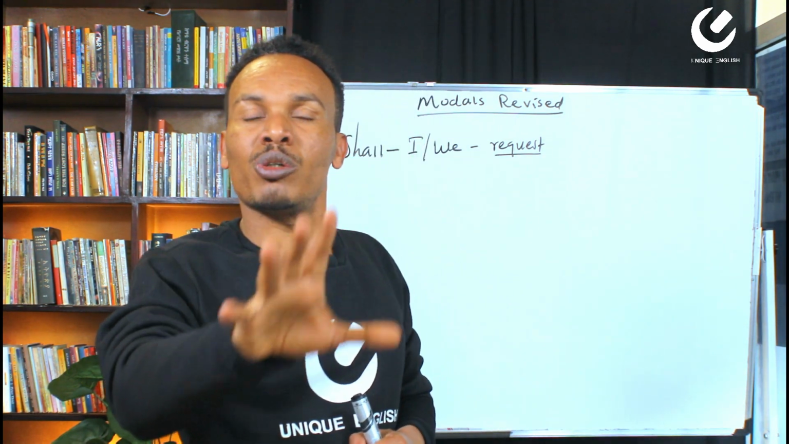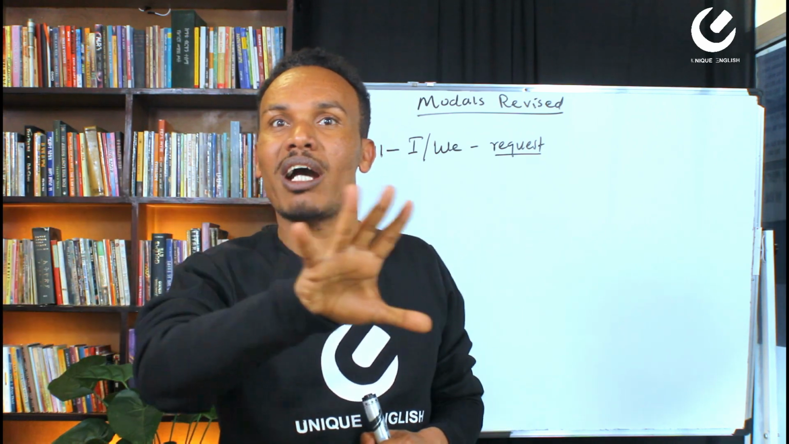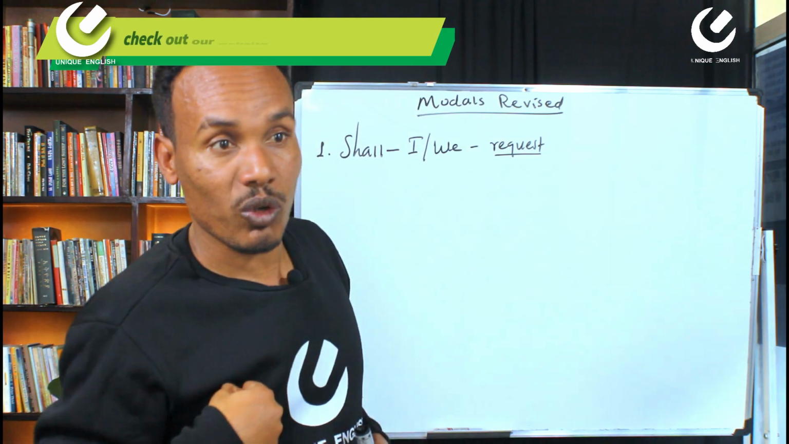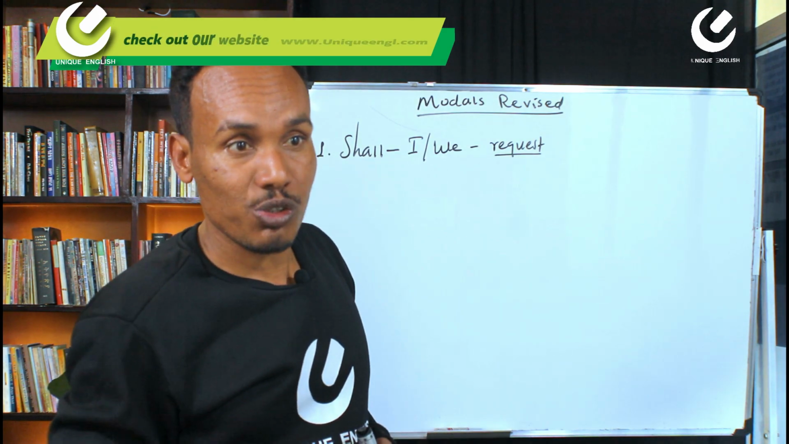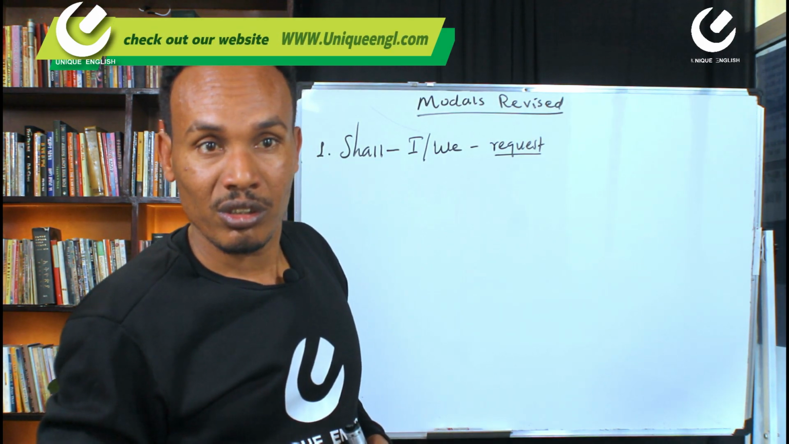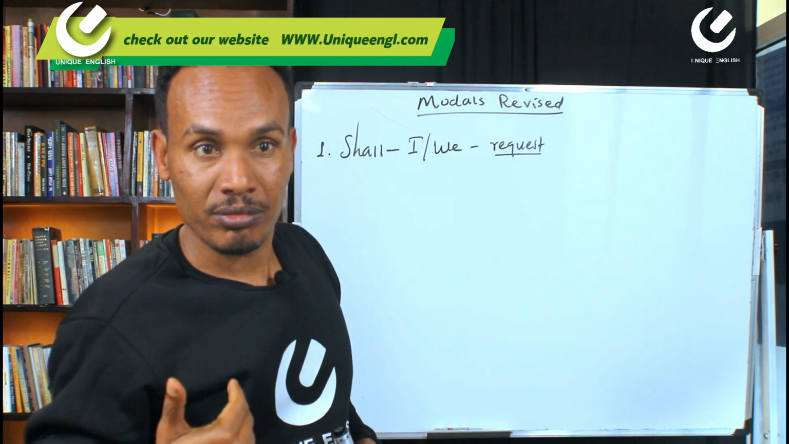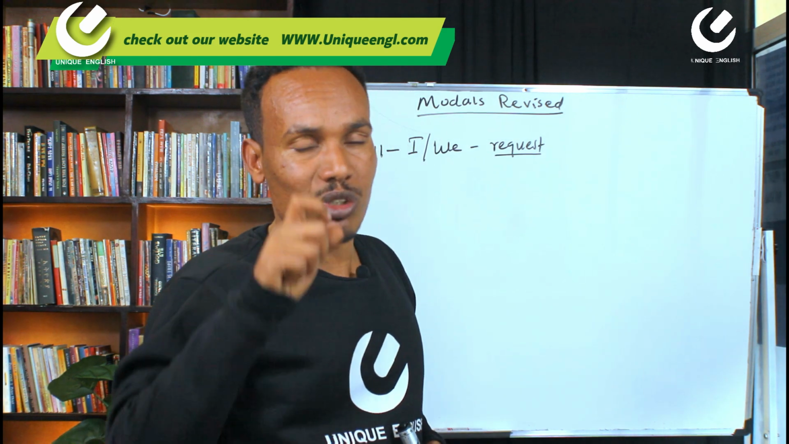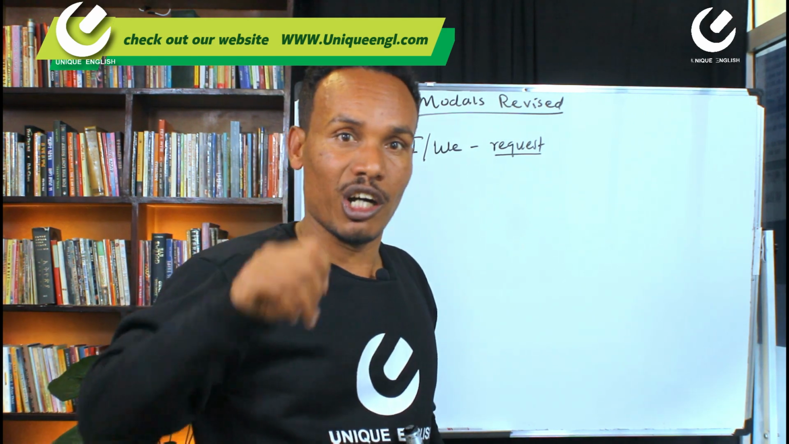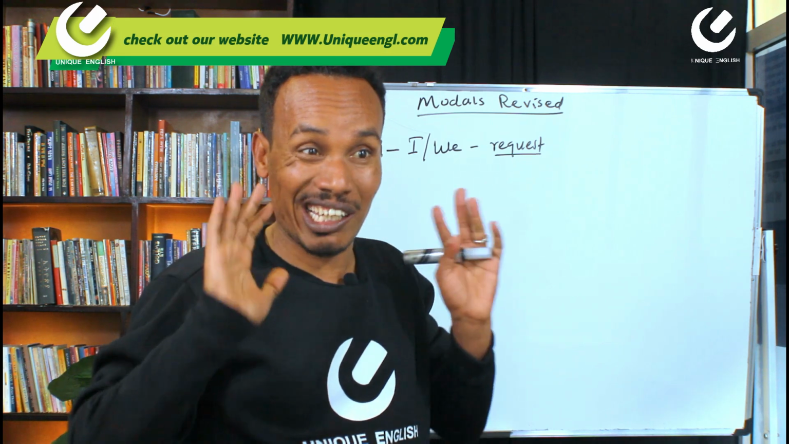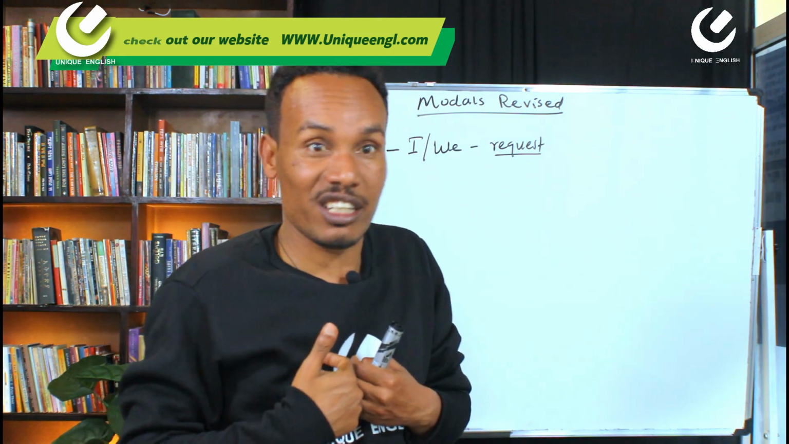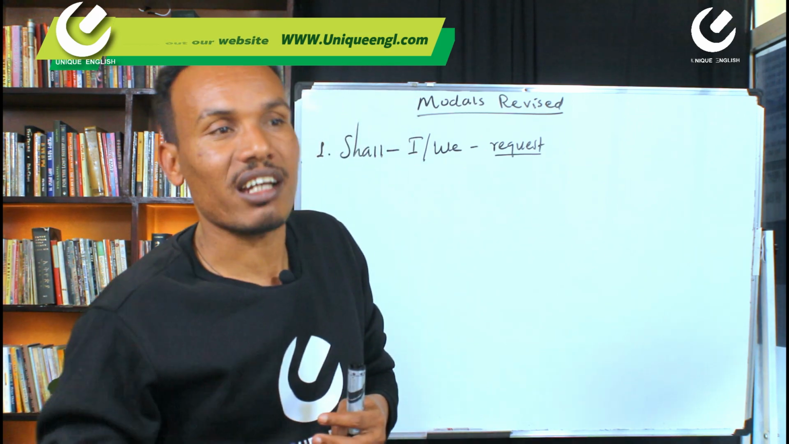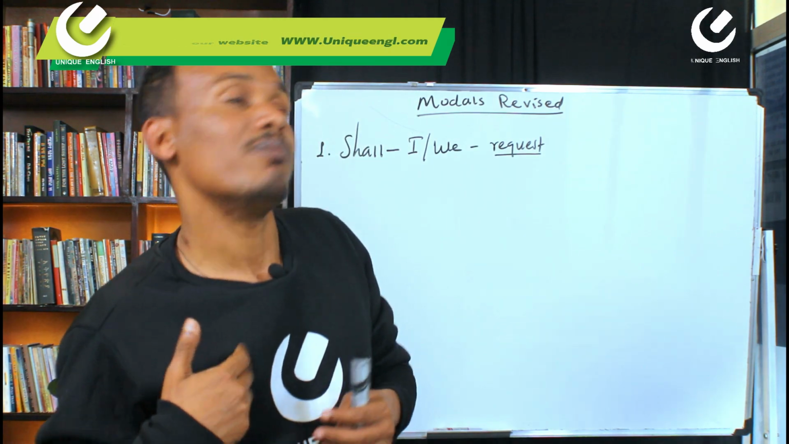So, will you come to my home? Shall you come to my home? What's the difference between these things? Will you come to my home? That's willingness, yes or no? Will you come to my home is willingness with some sort of promise. So when you say will you come to my home, it's like a promise.